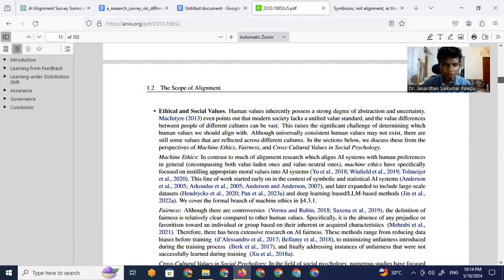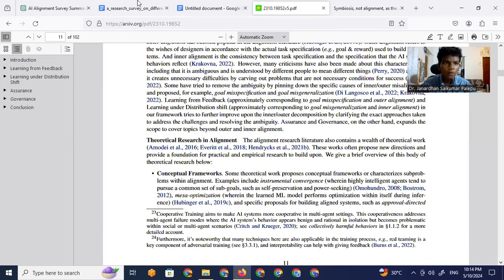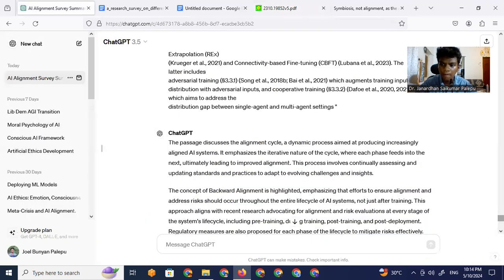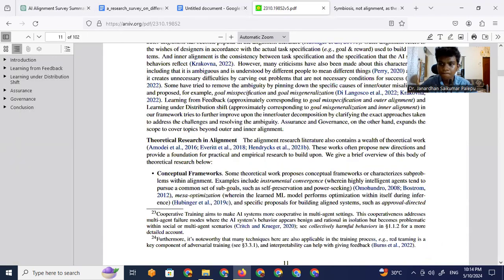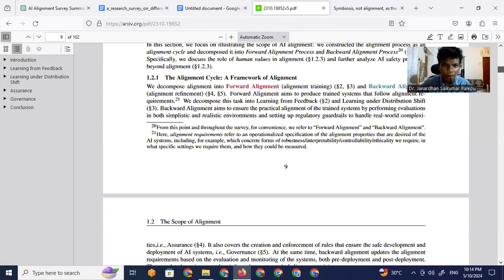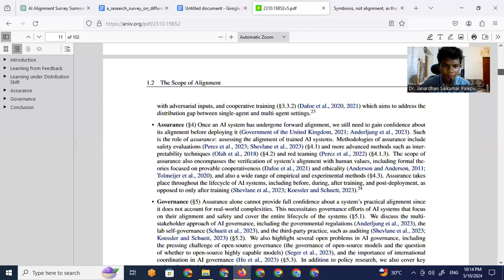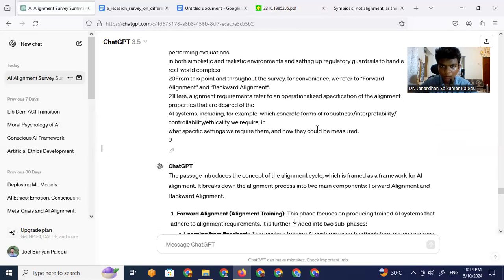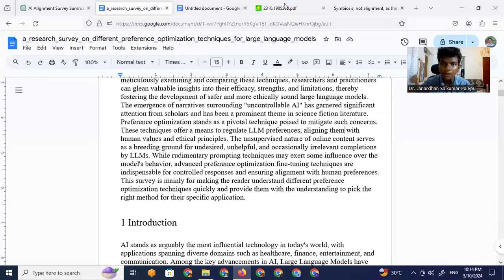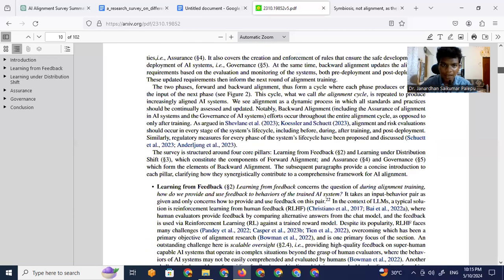Let's see. Up to where, I wonder? The scope of alignment. Let's see, where is the scope of alignment? Probably, yeah, that is the scope of alignment. So up to maybe, let's see, up to where? Up to the end of the paper. That is all we did. Up to this, I have summarized with ChatGPT.